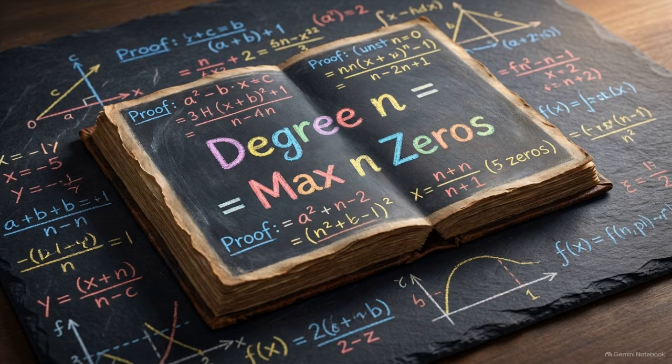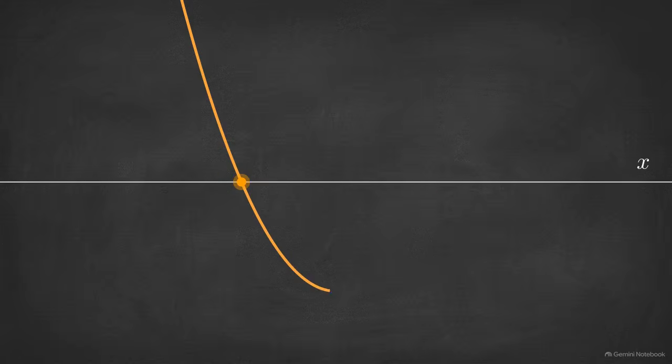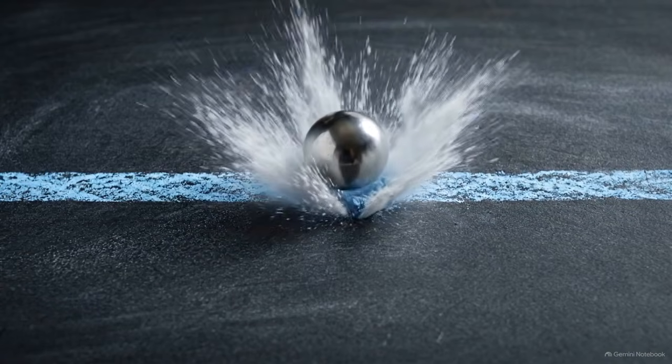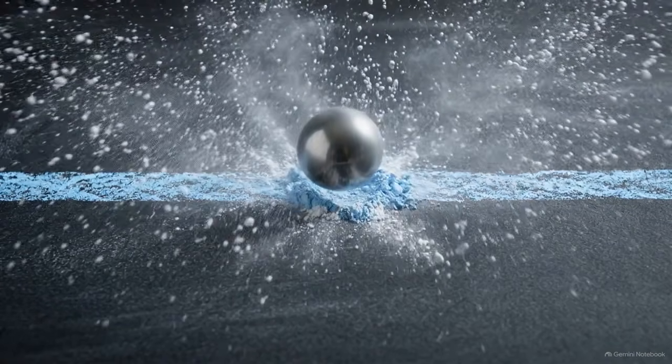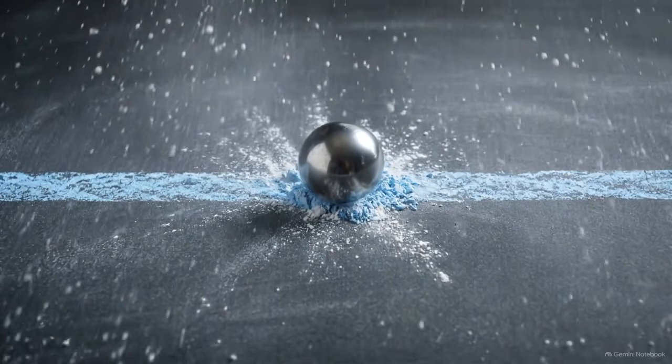The fundamental theorem of algebra states that a polynomial of degree n can have at most n real zeros, meaning a quadratic curve can cross this axis a maximum of 2 times. Finding these zeros identifies the exact physical coordinates where a moving object hits the ground level of our coordinate system.